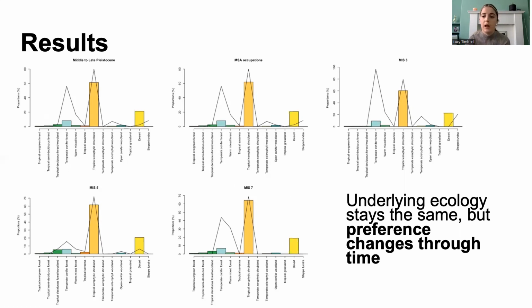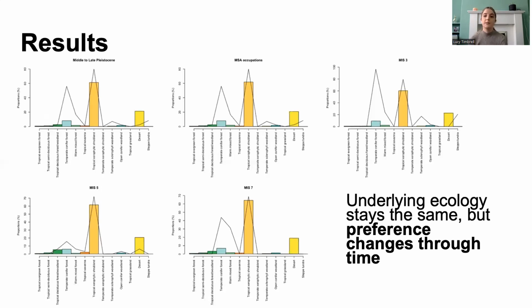You can see that they're all very similar, but using a chi-square test to statistically compare them, we found that the relative proportions of each biome available across the landscape did not change significantly between marine isotope stages, suggesting that any changes in the biomes occupied do reflect a shift in preference.